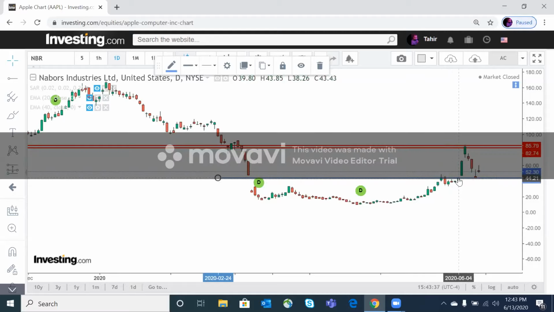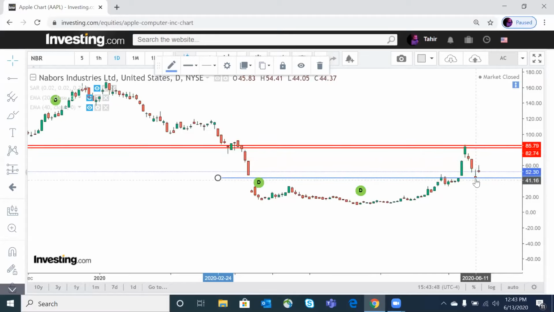And once it broke this line and reached its next level of resistance, when it is falling down again, the previous resistance will now become a support. As you can see, it has respected this line and it took a support from this level. Then again, it started going up.